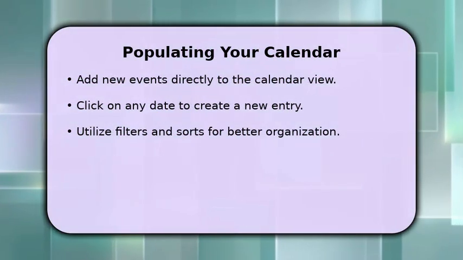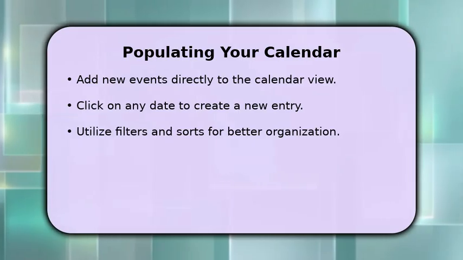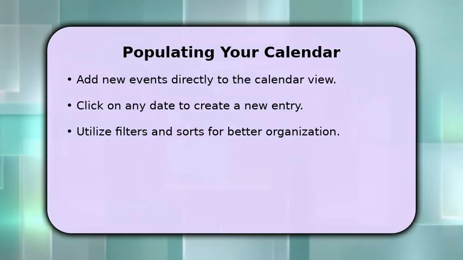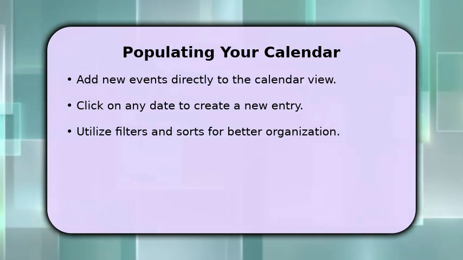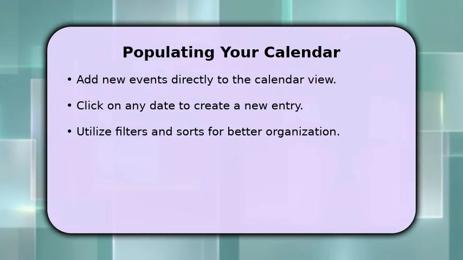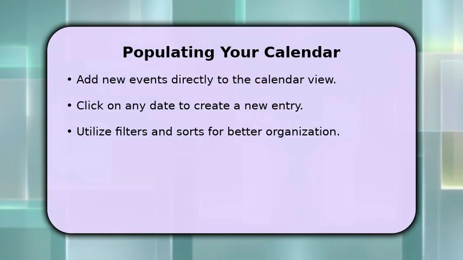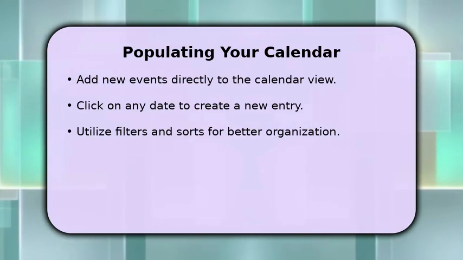With your calendar view ready, it's time to start populating it with your events. You can easily add new entries by clicking directly on any date within the calendar. This opens a new page where you can fill in all the details. Remember to use filters and sorts to organize your calendar by category or status. For even more advanced features, explore Notion's built-in calendar templates, which offer powerful pre-configured setups.